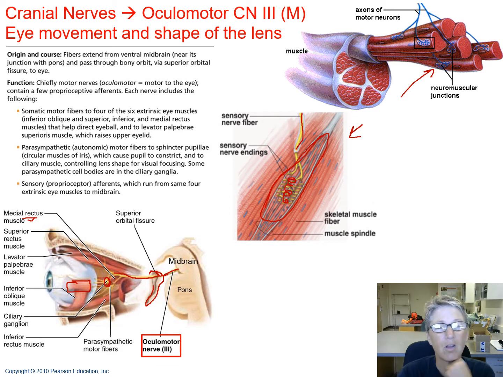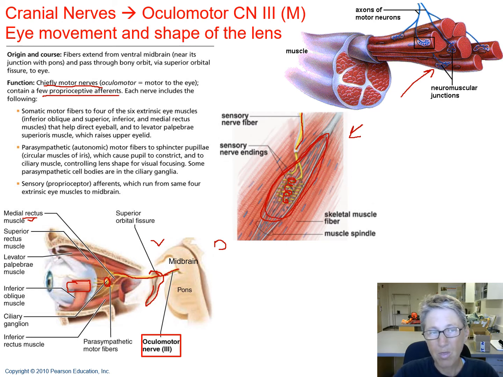So here's the stats on oculomotor cranial nerve number 3. It says here the fibers extend from the ventral midbrain, so this would be ventral, and then dorsal would be here. It goes through a bony orbit and it innervates the skeletal muscle. The function, it says that the oculomotor cranial nerve 3 is chiefly motor, but there's a few proprioceptive afferents. Whenever it says that, the proprioceptive afferents have to do with the sensory afferents coming out of this muscle spindle that we talked about.